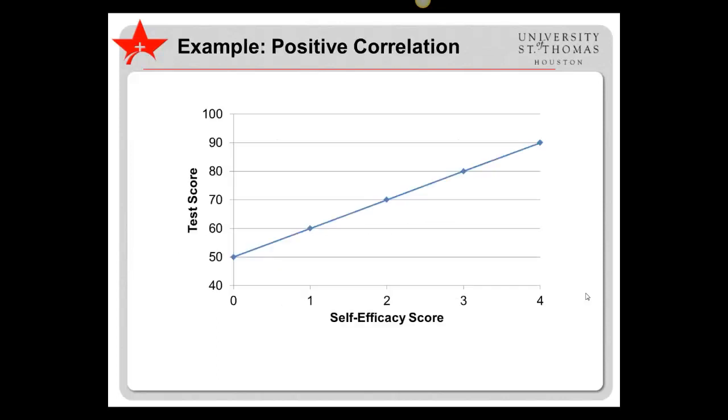Here is an example of a positive correlation. On the y-axis, the vertical line on the left side, is the student's test score. On the x-axis, the horizontal line at the bottom, is the student's perceived self-efficacy, that is, the sense that he or she is capable of succeeding in that subject. As expected, the higher one's self-efficacy, the higher the test score is. This is represented by the upward slope, also called a regression line.